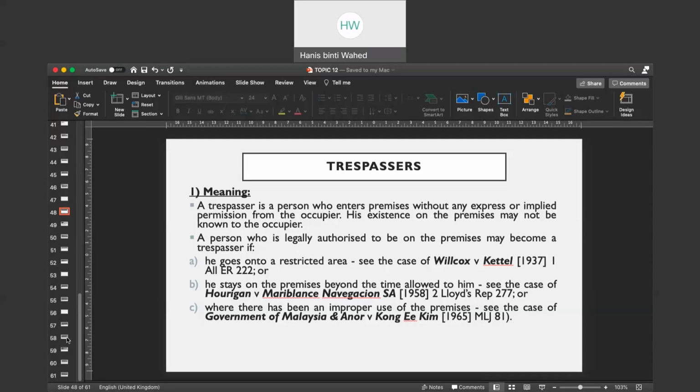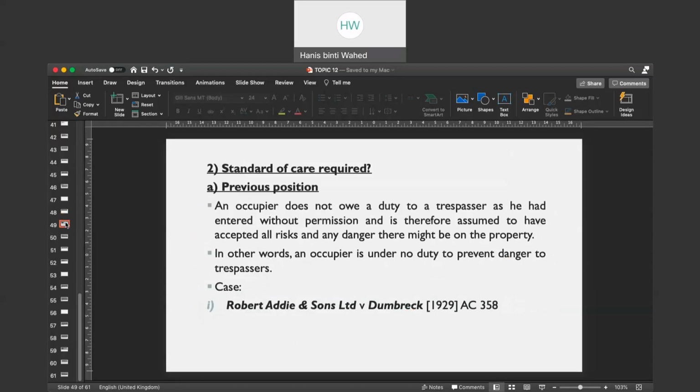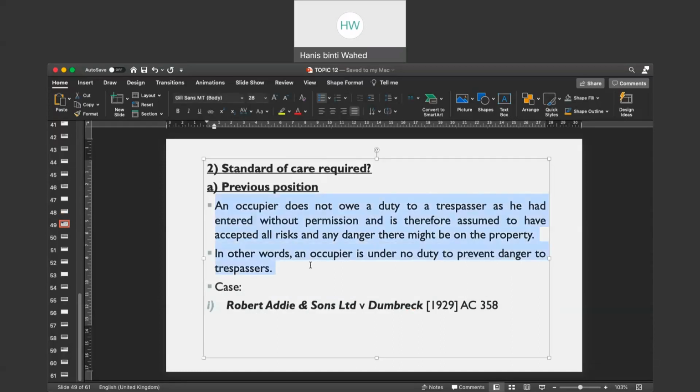Okay. But the question now is, for a trespasser, whether an occupier owes a duty of care towards a trespasser, because they are the person who trespasses, who enters without any permission or invitation. So whether an occupier owes a duty of care or not. Okay, previously, as you guys can see here, the answer is no. So the occupier does not owe any duty to prevent any danger that will happen to the trespasser. There is no duty of care towards the trespasser.